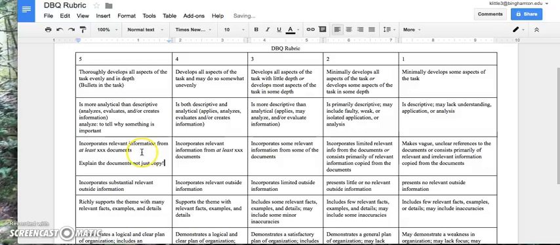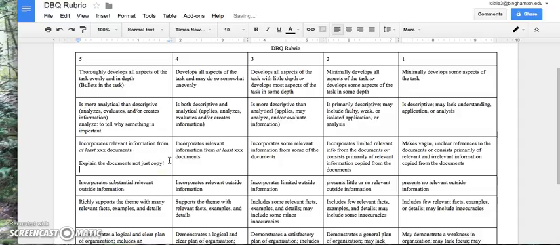And so if we're imagining it's 4 documents, this one would be you explained information from 3. This would be you incorporate some, maybe 1 or 2. And a 2, if you simply copy from the documents, in this row you cannot get higher than a 2. So if you just copied word for word what's in the documents, you cannot get higher than a 2, even if you used all the required documents. A 1 would be you don't use any information, or it's unclear if you are using information from the documents.